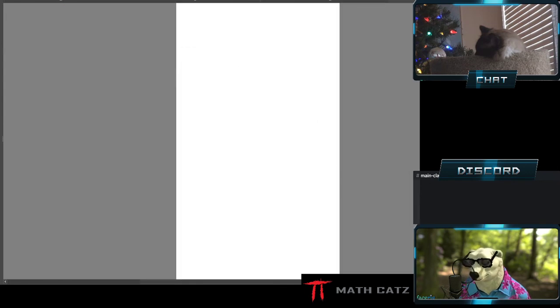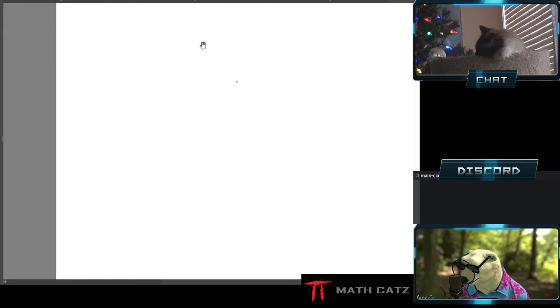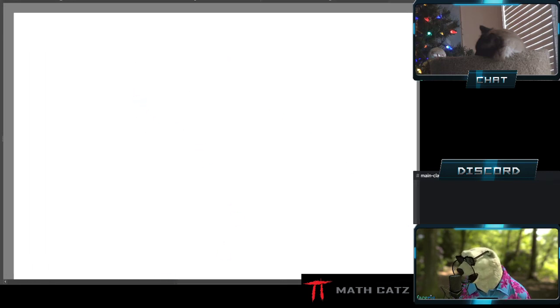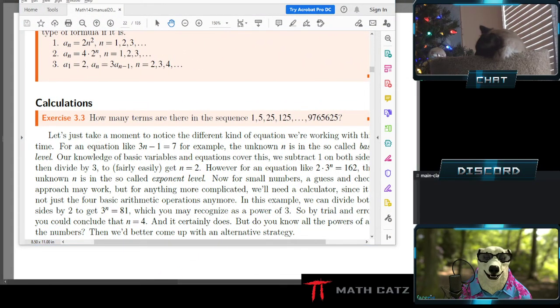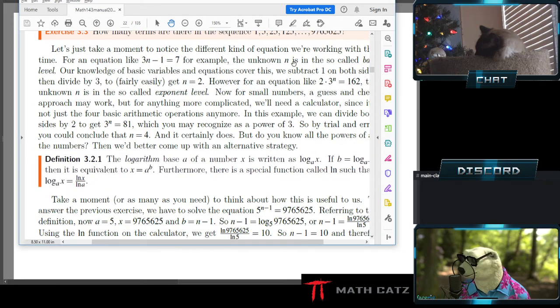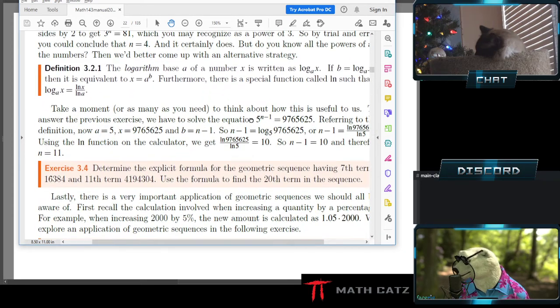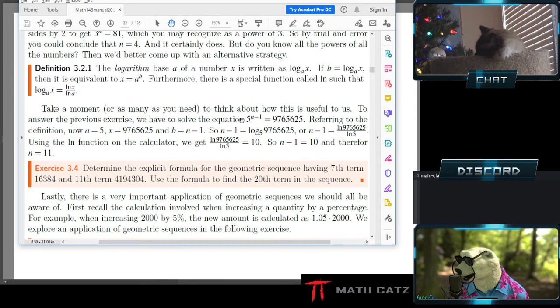To wrap it up, by looking at the last kind of question that's similar to what we did in the arithmetic case. Exercise 3.4. Determine the explicit formula for the geometric sequence having 7th term that, 11th term that. They get big. And then I can use the formula, I can answer the 20th term maybe. Very similar to the arithmetic sequence question.